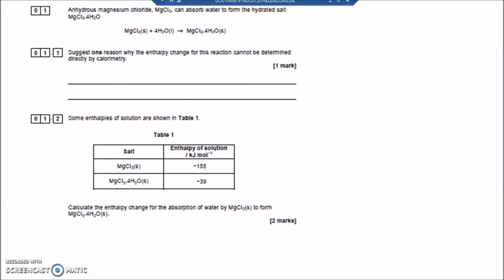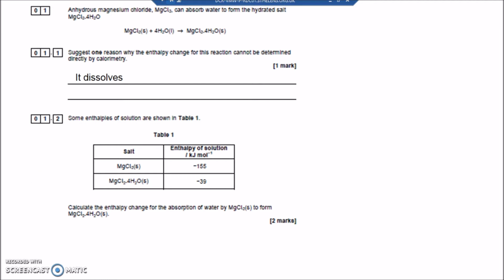It's just one reason why the enthalpy change for this reaction cannot be determined directly by calorimetry, because that reaction doesn't actually go ahead. So that's a theoretical reaction. What actually happens is when the MgCl2 is put into water, it dissolves. Magnesium chloride is soluble, so it won't form that reaction at all. It dissolves. So we have to work that out via a mathematical method.